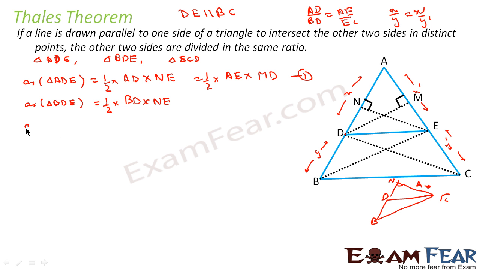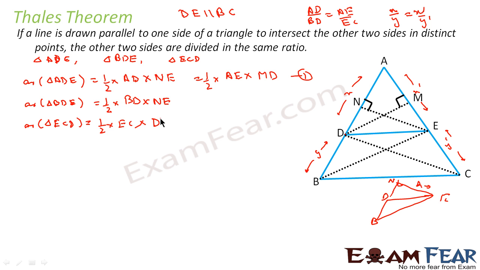Similarly, we will find the area of triangle EDC, the third triangle left, ECD, whatever you call it. 1 by 2 into base, base is again EC, into height. In this triangle, the height is this one, because we extend this and it meets at this point M, so into DM.